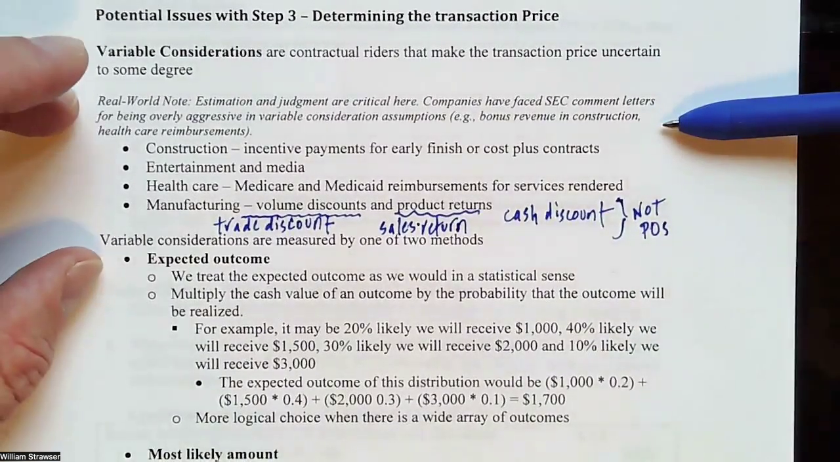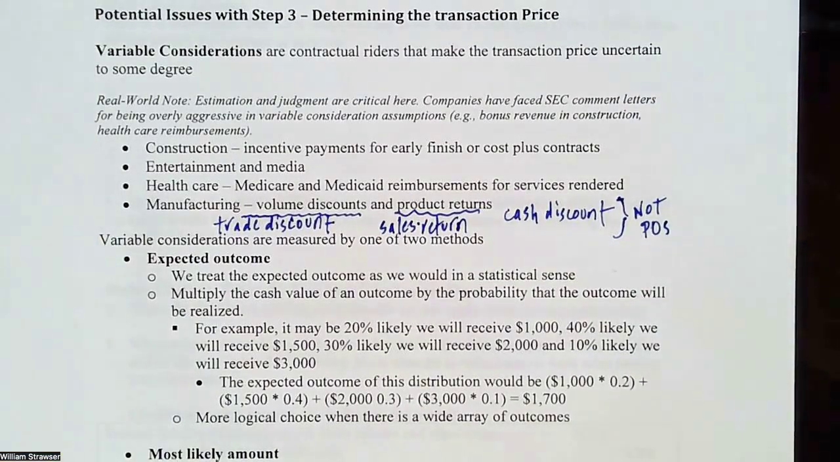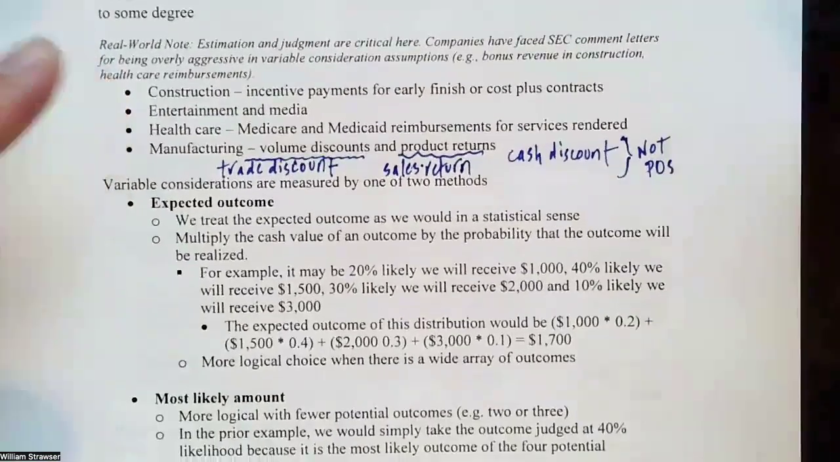In terms of a real world note, notice that this is something that SEC comment letters have focused on a lot. There can be aggressive estimation here, where companies are overly optimistic about their ability to meet these variable considerations and enhance their revenue. So be very careful when working with this in practice and be very skeptical when companies are recording revenue under variable consideration routes.